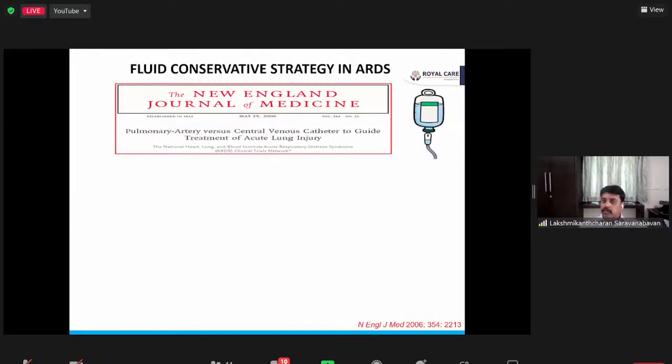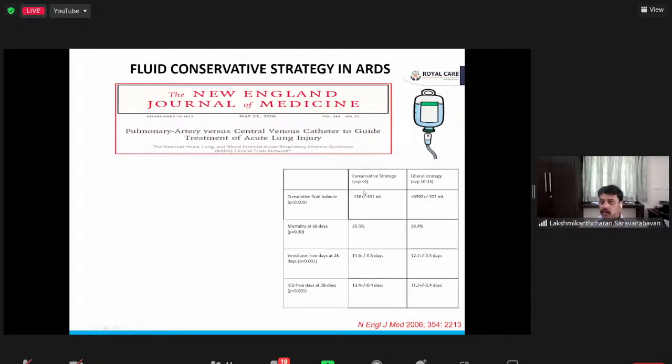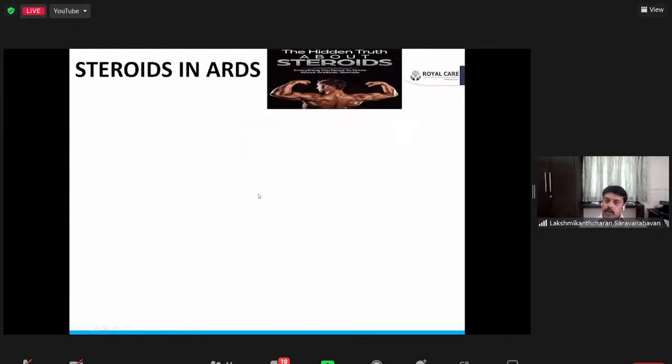Coming to the non-ventilatory management of ARDS, one of the most important studies was the fluid-related study, which compared the conservative and liberal strategy. They used CVP or the pulmonary artery pressure to monitor. What they proved is that in a group where the cumulative fluid balance was maintained either euvolemic or a slightly negative balance, the mortality was less, and the ventilator-free days and the ICU-free days were more. So what we suggest is do not push in more fluids for these patients, even if they have hypotension. Try to use early vasopressors and try to come down on the fluids.